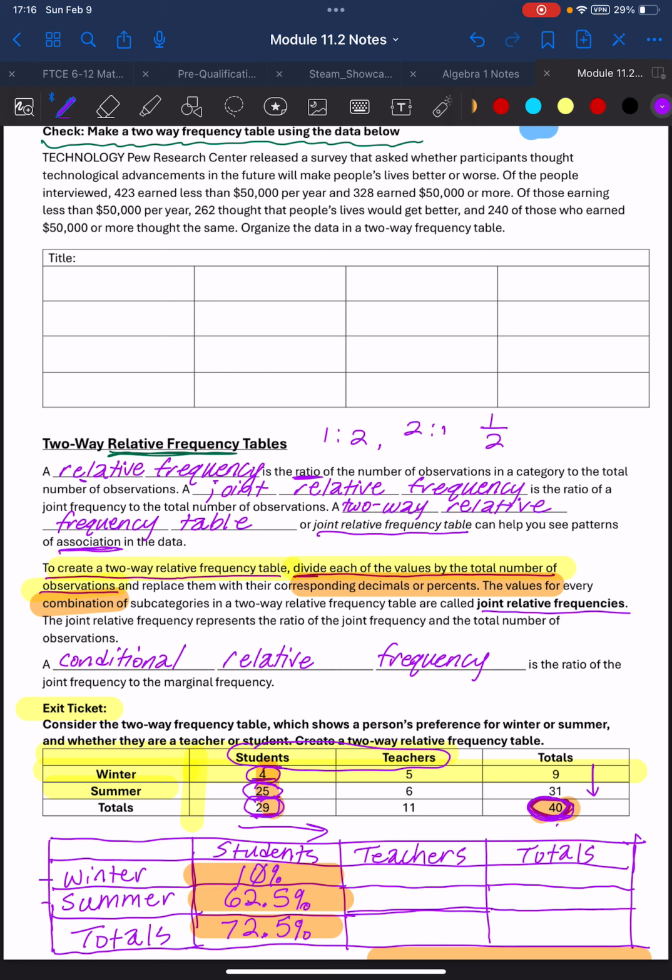Okay, so now remember, you're responsible for doing the rest of these two. All you have to do is divide 5 by 40, divide 6 by 40, and divide 11 by 40. And that will help you fill in the rest of these columns right here. Okay, then for the totals, you're just going to divide 9 by 40, divide 31 by 40 to fill in these two columns, right?